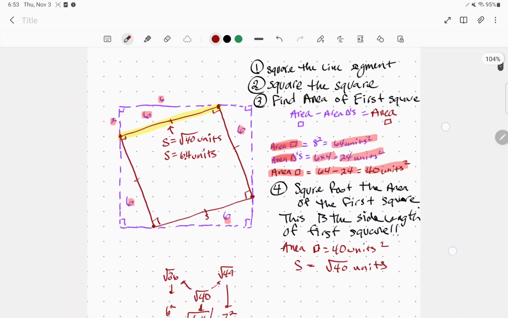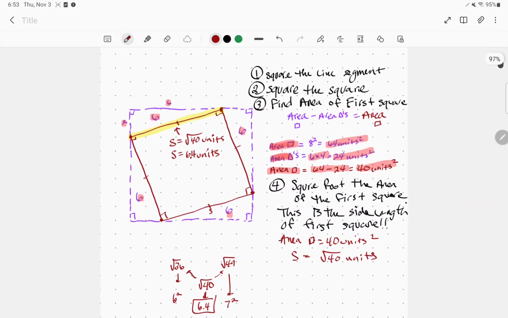Okay, so make sure you have this in your notes. Highlight the important stuff, rewrite things in any way that you need to rewrite them. But our final goal is to get this value right here. What is the side length of that yellow highlighted side? And these 4 steps will get you there.